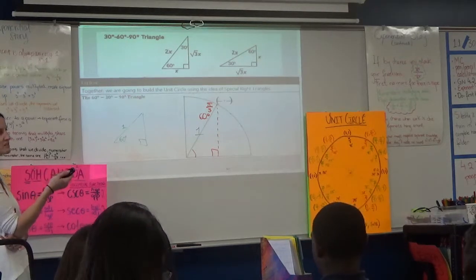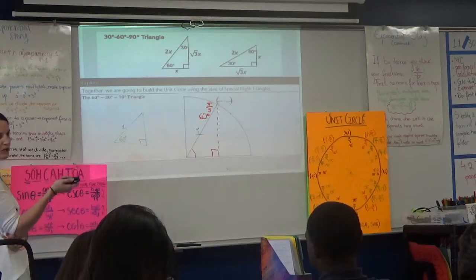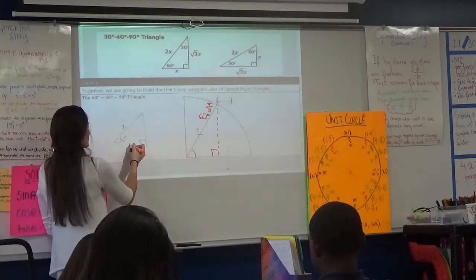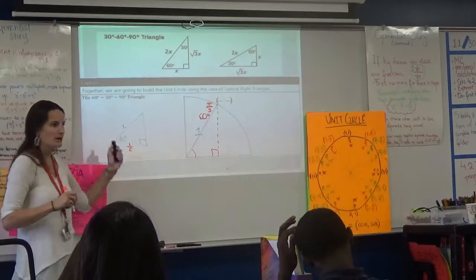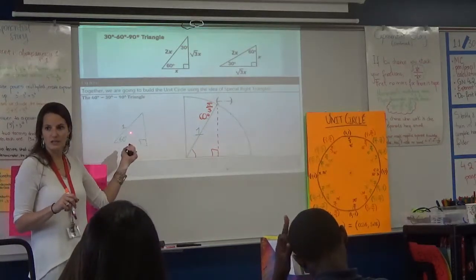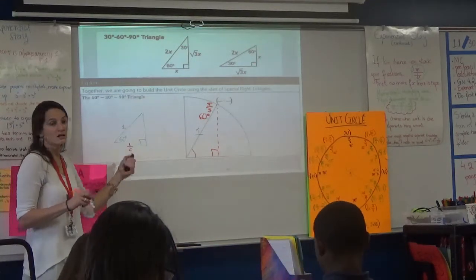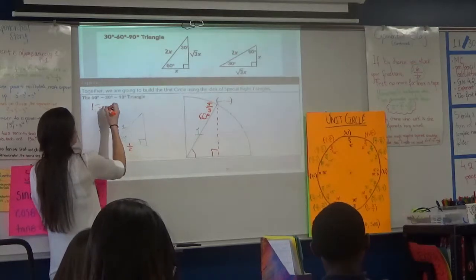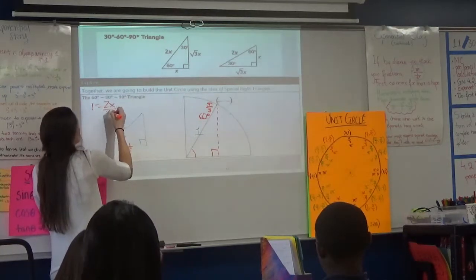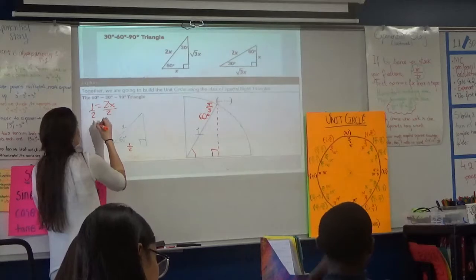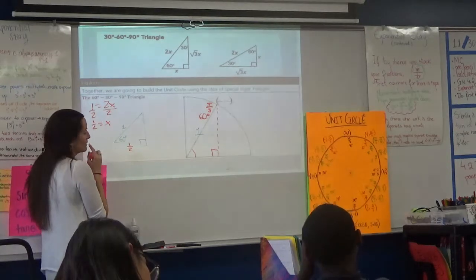0.5, or I'm going to write it as a fraction, is 1/2, right? It's 1/2 or 0.5. So this side has to be 1/2 because this side is 1 and we know it needs to be double, right? Another way to think about it is 1 equals 2x, and so you divide by 2. X is 1/2, right? Okay.